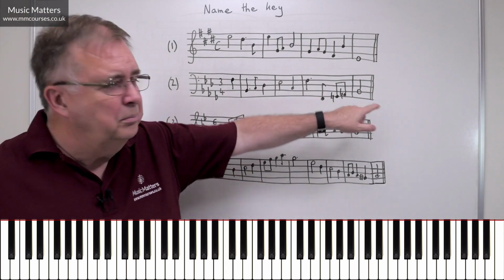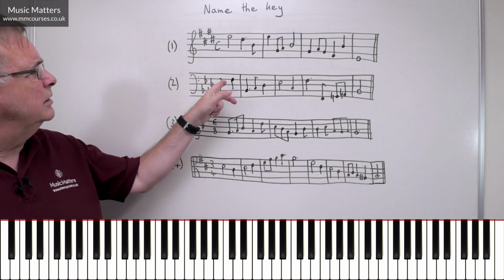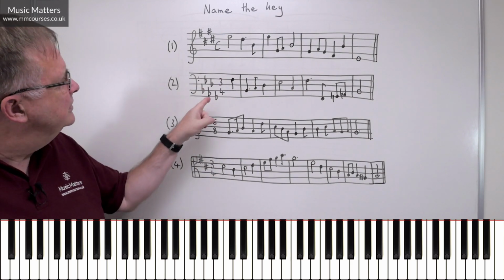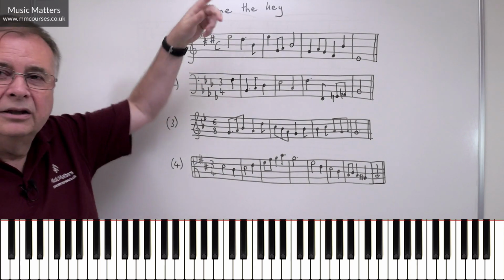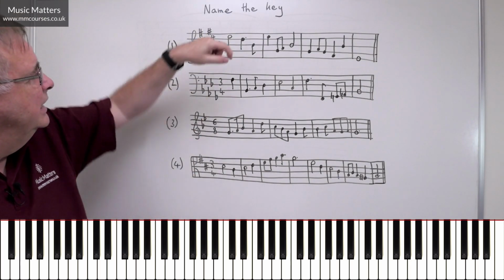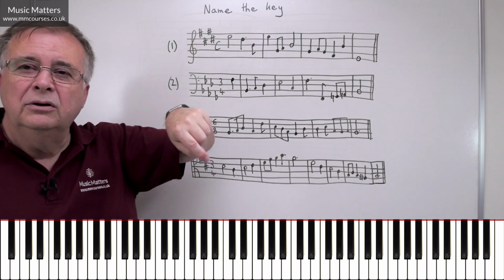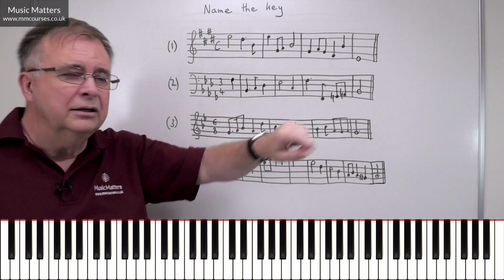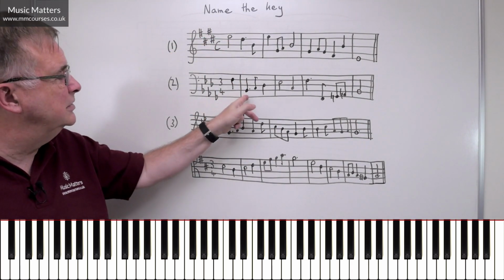What's the last note? B flat. So tonic to finish. What's the first note? Oh, it's not B flat. However, this is an anacrusis. It doesn't start on the first beat of the bar, so that's what we call an anacrusis. Quite often when you start on the last beat of a bar, you go dominant, tonic. What happens here? Dominant, tonic. So this is the tonic, is it?